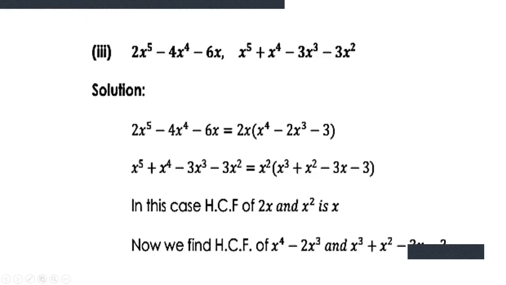As you can note down here, in this case, HCF of 2x and x square is x. Here you can see that in both terms here 2x and here x square. So x is common. Now we find the HCF of x power 4 minus 2x square minus 3 and x cube plus x square minus 3x minus 3.